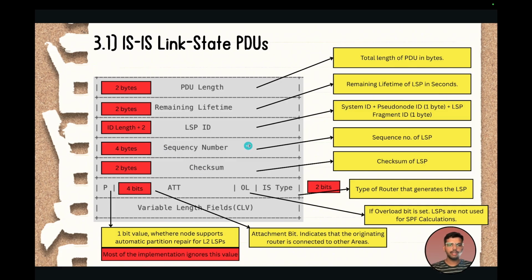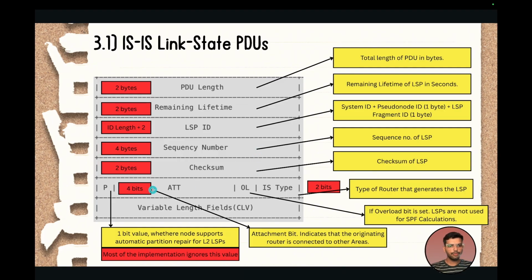Then we have the sequence number, which is the sequence number of this particular LSP being exchanged. Multiple LSPs might reach a particular neighbor, so that's why we use the sequence number. Then we also have the checksum to verify whether we have received the correct packet, because the checksum is used to detect errors in the packet.